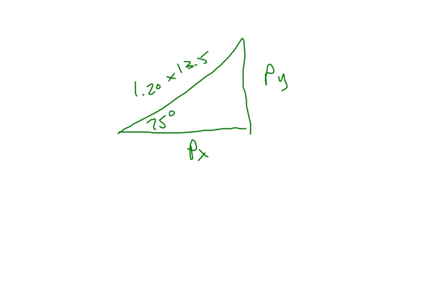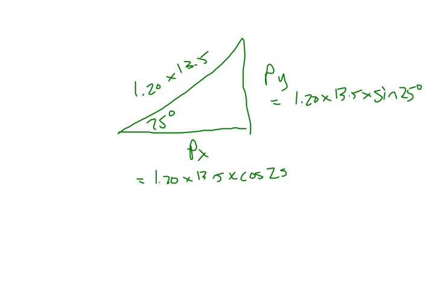So hopefully you're getting the hang of this. This guy is going to be 120 by 13.5 by sine of 25 degrees. And this one will be 120 by 13.5 by cosine 25 degrees.